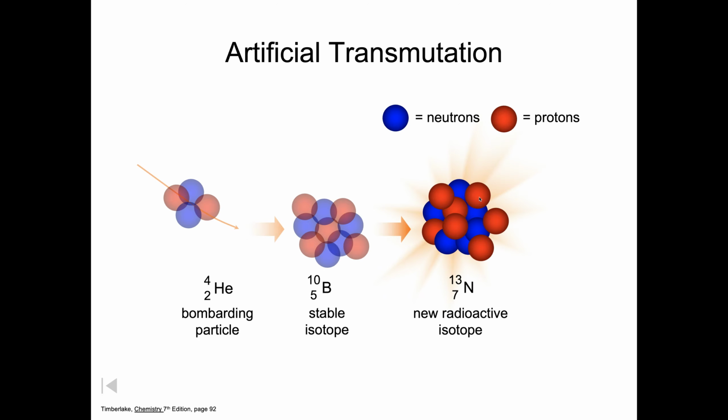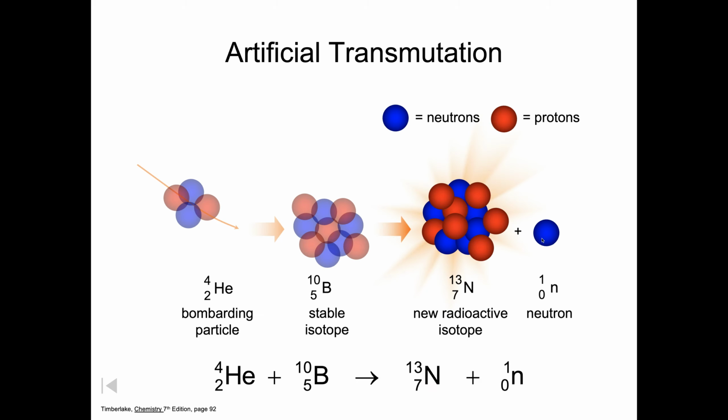Nitrogen-13 and a neutron. So that is artificial transmutation, turning one element into another by whacking it with a particle bullet. So this is the original element, this is the bullet, this is the new element, and this is the fragment. Okay. So that would be the final equation, how you would read it. And notice that there are two things on the left and two things on the right.